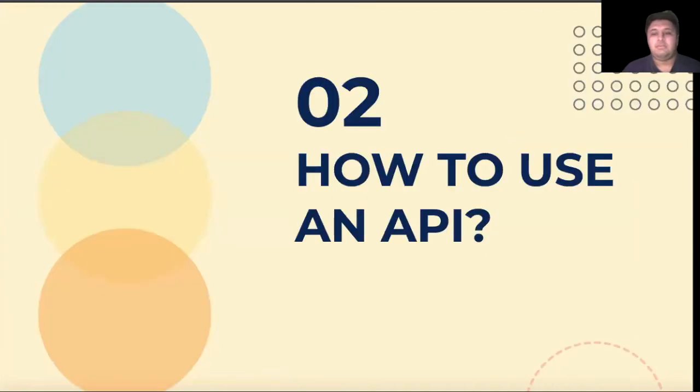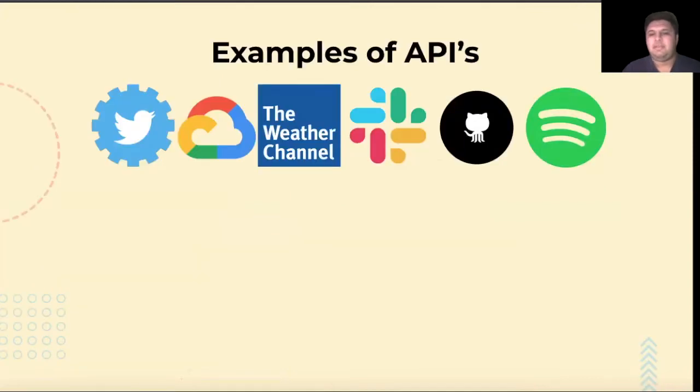So now we're going to show you how to use an API, show you websites that have an API, and how they work. Here we have an example of APIs. Some of them seem really recognizable, like Twitter, Google Cloud, the Weather Channel, Slack, GitHub, Spotify. For those of you who have an iPhone, I want you all to go on the Weather app and scroll all the way down. You'll see the words The Weather Channel. So the Apple Weather app is actually using the Weather Channel's API.